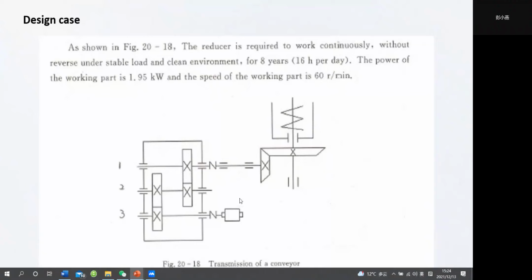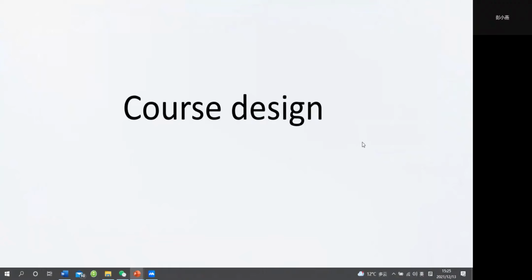Okay, and then first we should choose the type of the motor, and we should calculate the total speed ratio and then distribute the speed ratio, and then we should calculate the input torque and power for each shaft and calculate the rotating speed of each shaft. This figure is different from the figure in our exams.